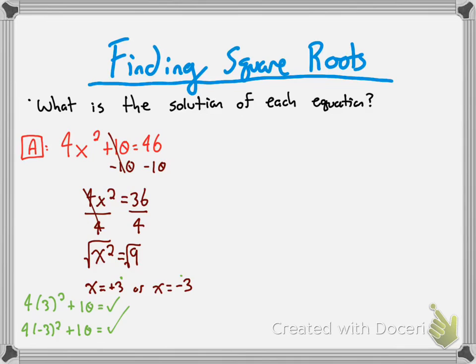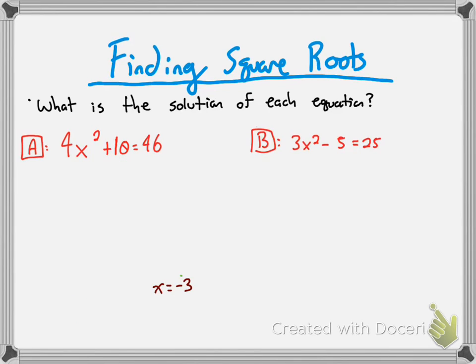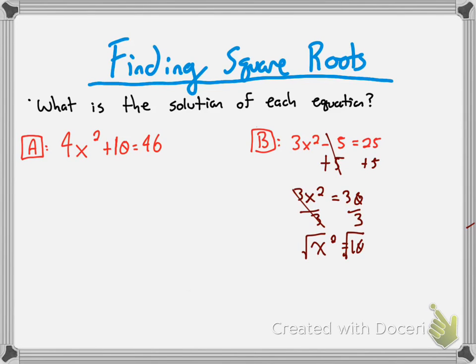Let's look at one more example. Here I have 3x squared minus 5 equals 25. Again, I want to get x by itself. Adding 5, I have 3x squared equals 30. Divide both sides by 3, and I have x squared equals 10. Here, I'm going to take the square root of both sides. Since I'm taking the square root, I have a positive and negative answer. x equals plus or minus the square root of 10. And I'm done.